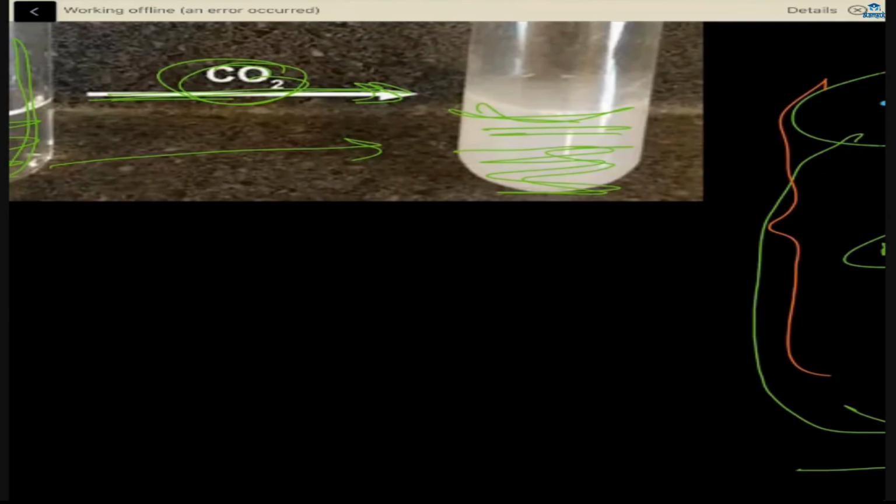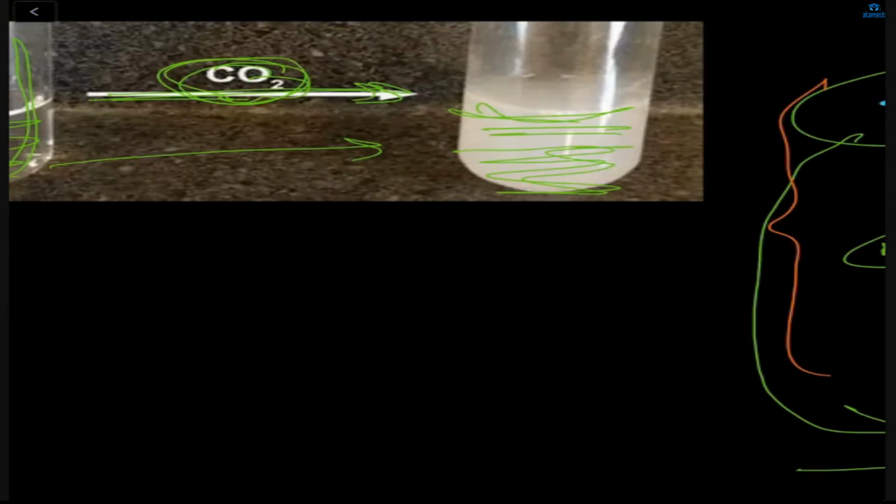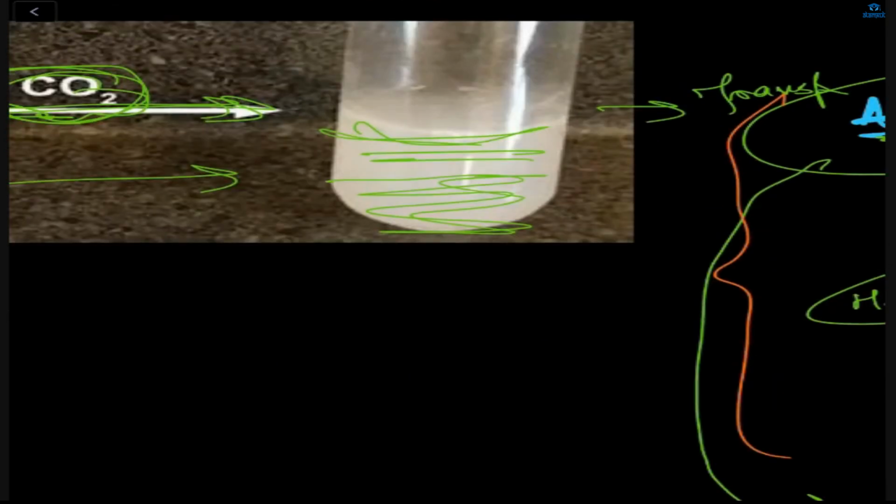And if we again pass a very excessive amount of this carbon dioxide, again it will turn into a transparent color.